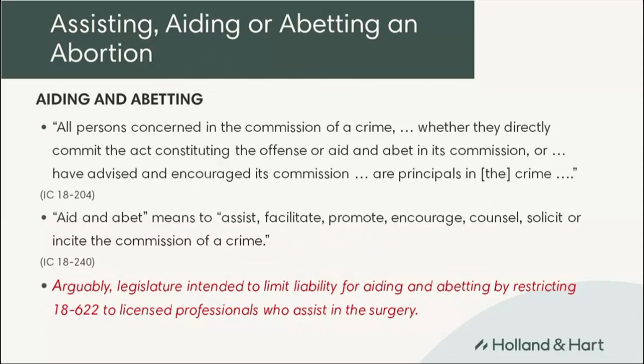Now, separate apart from the aiding and abetting statutes, the assisting in abortion statutes that exist on the books, there's the general criminal statute that says all persons concerned in the commission of a crime, whether they directly commit the act constituting the offense or aid and abet in its commission, or have advised and encouraged its commission, are principals to the crime, which under this general statute means that if you aid and abet a crime, you can be liable under the crime.